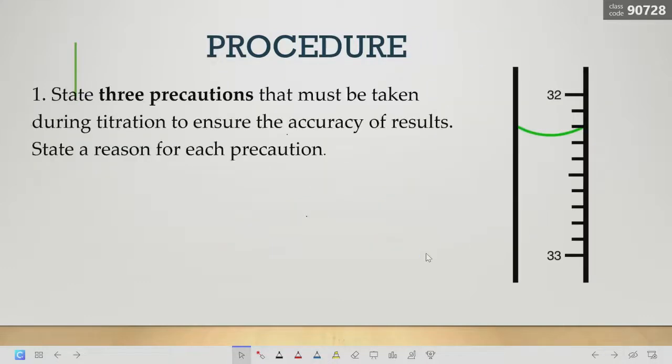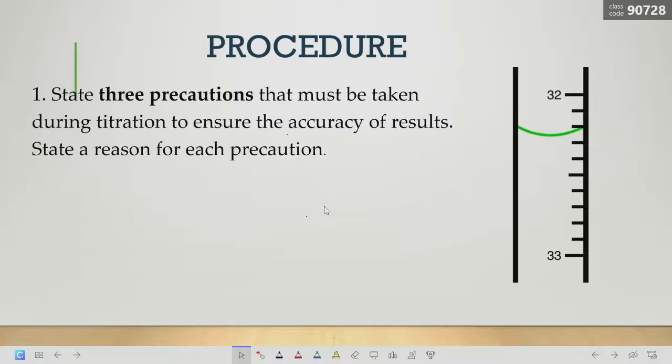Okay, so that's the procedure in this question. You have to know, state the 3 precautions that must be taken during titration to ensure the accuracy of results. State a reason for each precaution.